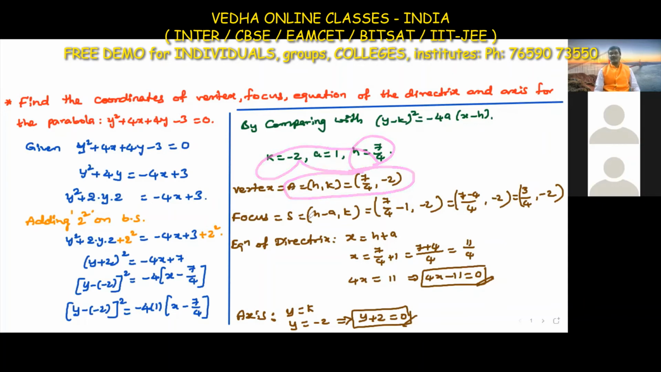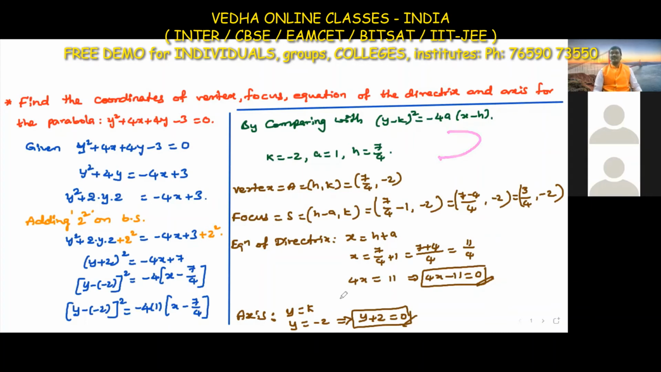After that, the focus is always inside the parabola. Inside the parabola means it is on the left side. Left side means we already have h comma k here, and moving left we have to subtract a. Since the distance is a, we subtract a from the h value, and k is as it is. And the directrix is always on the right side at a units distance. That's why x equals h plus a is the directrix.